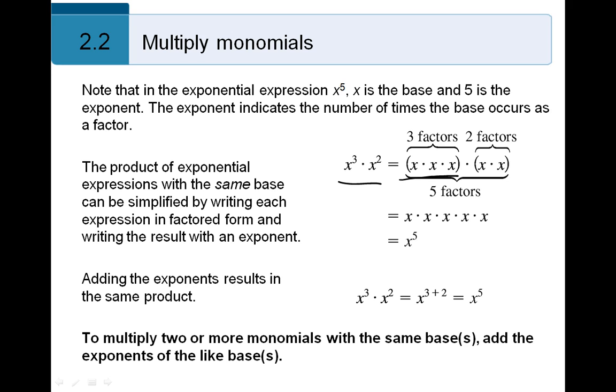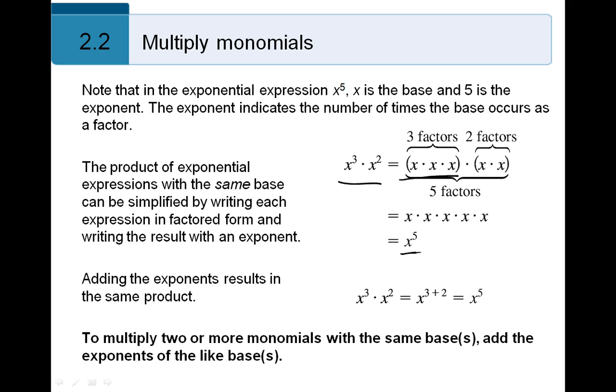And times x to the 2nd power, which expanded would be x times x. So what we really have here is the base x being multiplied together 5 times. So x times x times x times x times x, we could write as x to the 5th power. So notice we started with x to the 3rd power times x to the 2nd power, and that's equal to x to the 5th power.